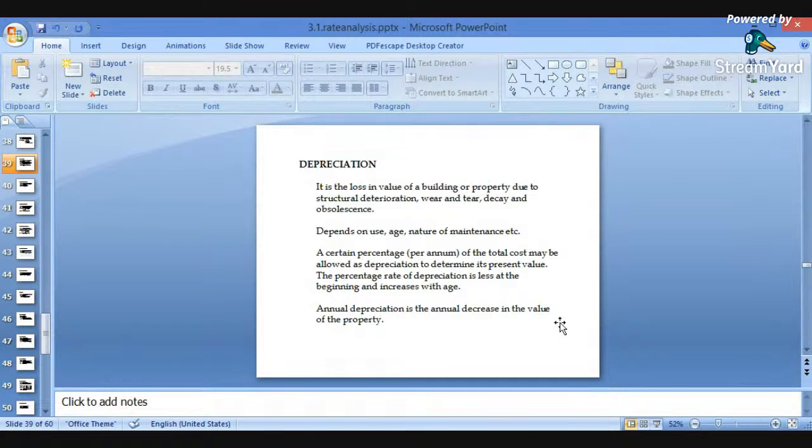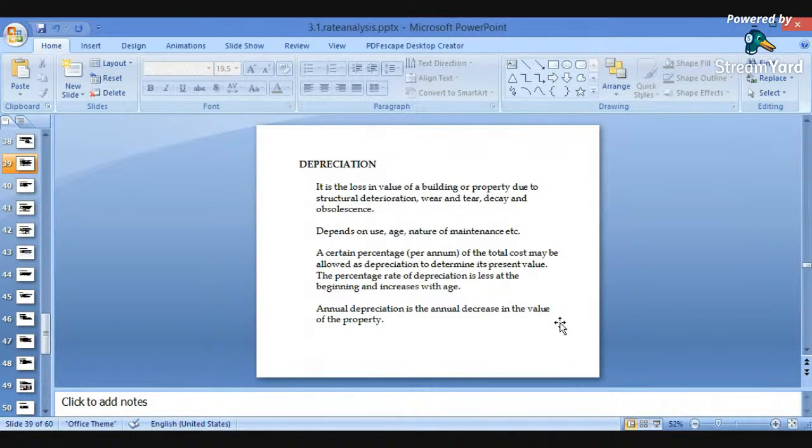Next important is again depreciation. So what is depreciation? As I've already said, there may be wear and tear in the structures, so that amount has to be deducted from the total amount. What is depreciation? It is the loss in the value of the building or property due to structural deterioration, wear and tear, or decay in the obsolescence.